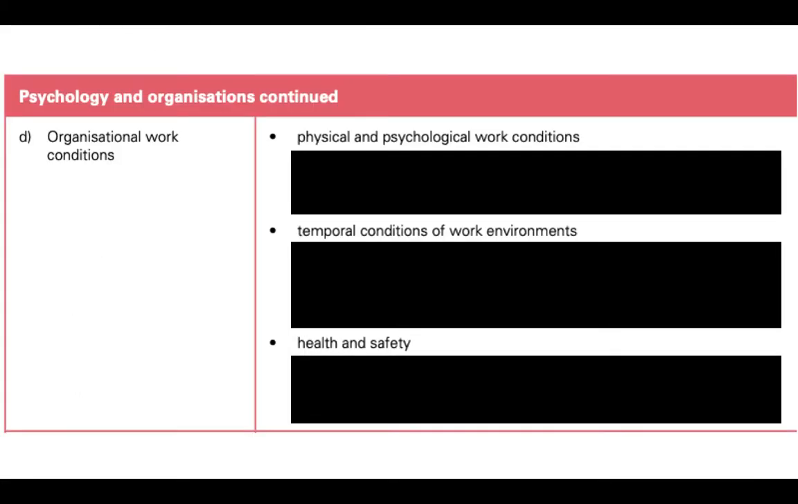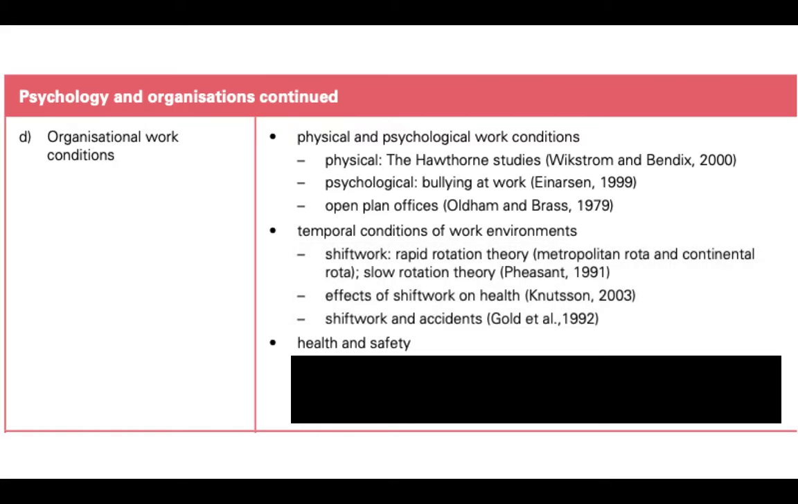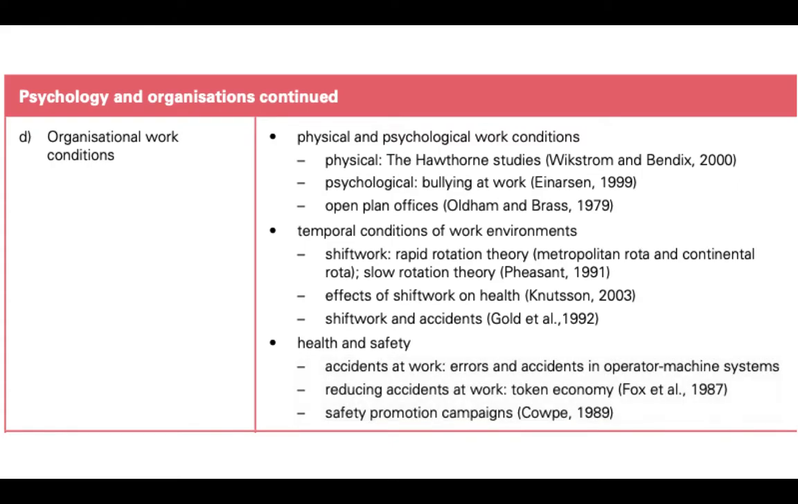Anyway, so there are 3 main subcategories: physical and psychological work conditions, category number 1. Number 2 is temporal work conditions, temporal conditions of work environments. And lastly is health and safety. Okay, under the first one, you've got physical, psychological, and open plan offices, right? Under the second one, you've got shift work, effects of shift work on health, and shift work and accidents. And the third one, you've got accidents at work, reducing accidents at work, and safety promotion campaigning, right?